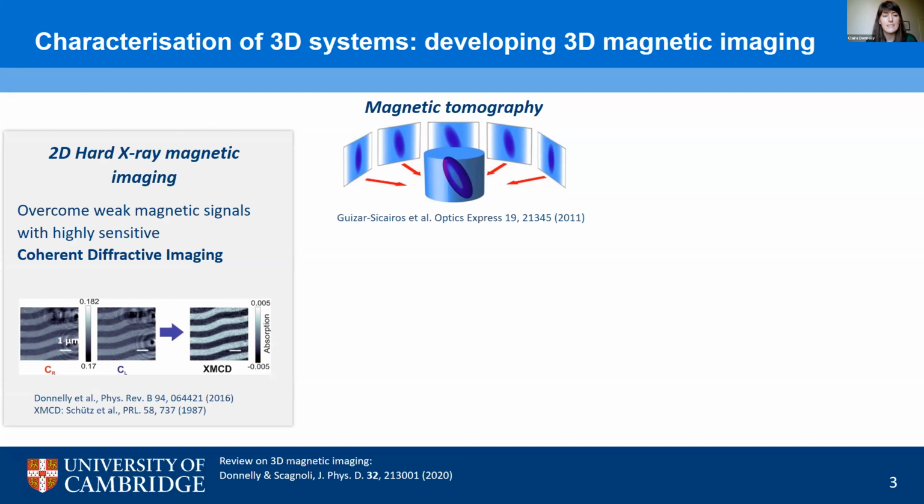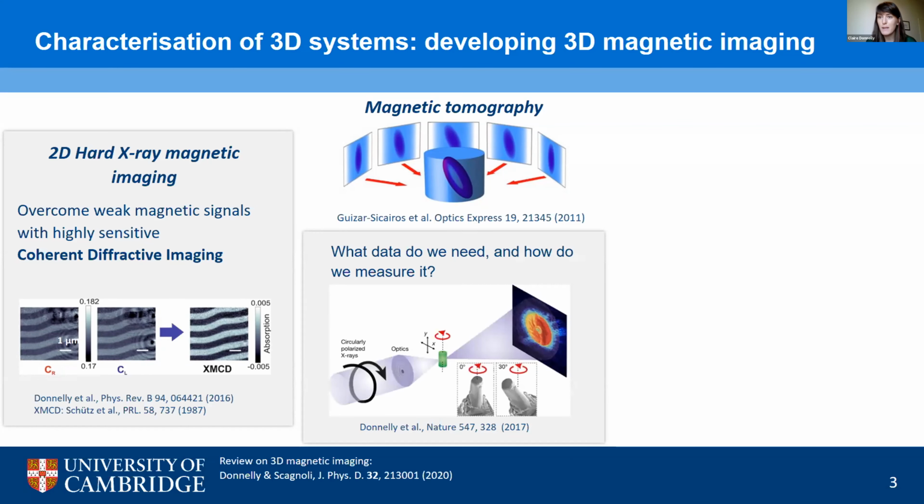very weak magnetic signals. We managed to overcome these weak magnetic signals by using coherent diffractive imaging techniques, which allow access to the full complex transmission function of your sample with high sensitivity, which allowed us to probe the XMCD signal within our systems and image the magnetization projection with nanometer spatial resolution. So now that we have the basic ingredient for tomography, which is the imaging of the projections, the next question is, what combination of projections did we need?